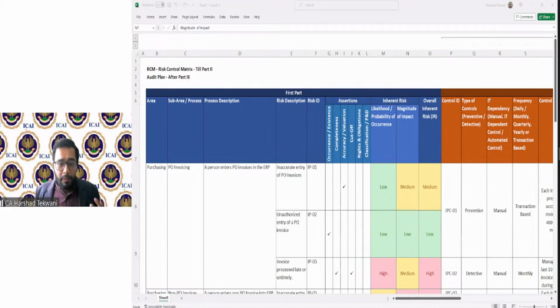I am proposing to stop here for today so that you can revise what we have discussed and revisit the topic, because we have discussed a lot today. On that basis, we will continue in the next lecture on the same topic. I need to complete SA 330, and then we will see the practical questions that are asked in the exam.